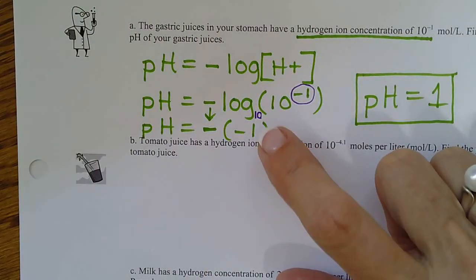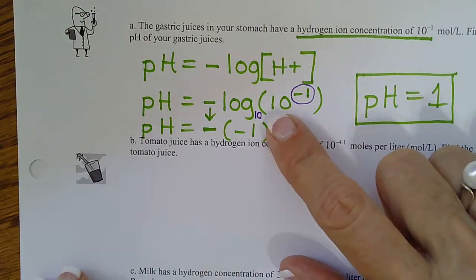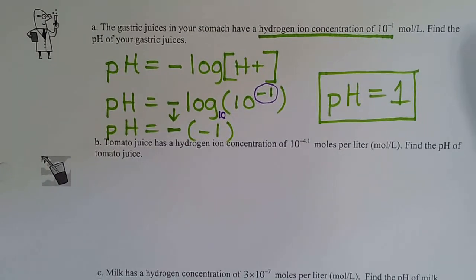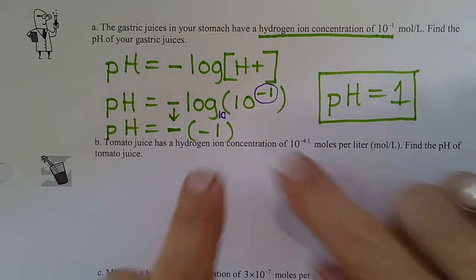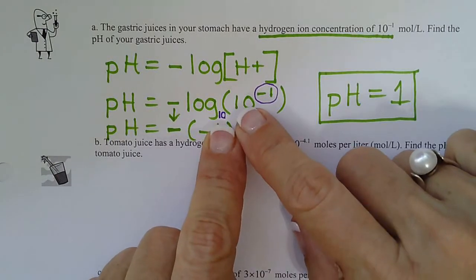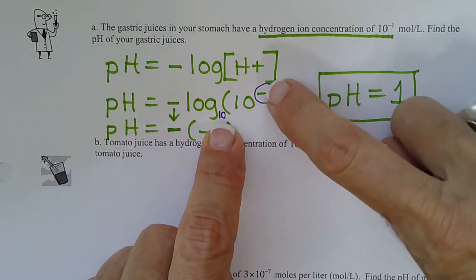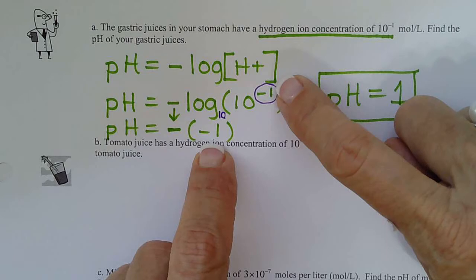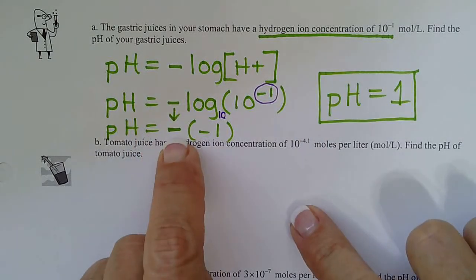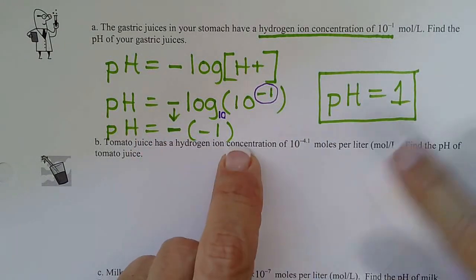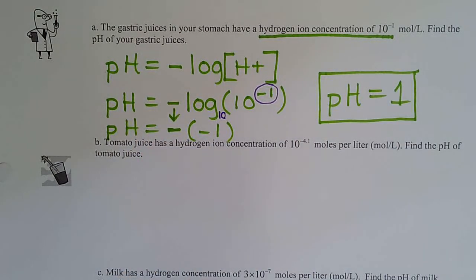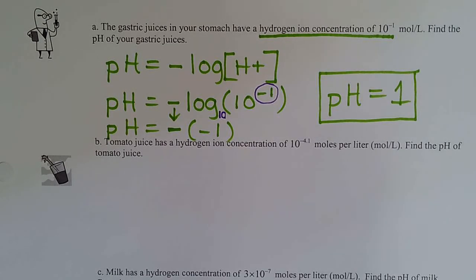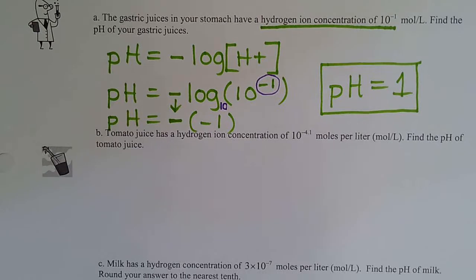But this is a really important property of logs, so remember that inverse property that I told you about earlier today. When the base of the log and the base of the exponent are the same, the answer is the exponent, but then we had that negative in front of it, so the opposite of negative 1 became positive 1. Okay. Easy stuff. And pH doesn't get a label, so you just say pH equals.